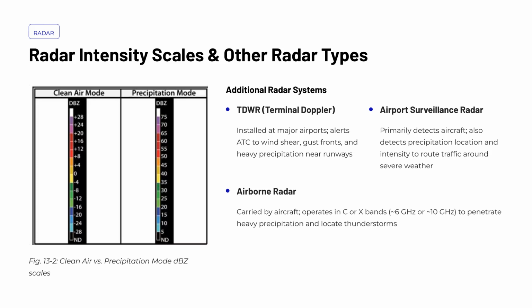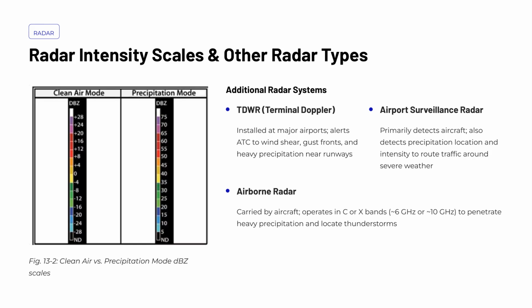Beyond the standard WSR-88D network, several specialized radar systems play critical roles in aviation safety. The Terminal Doppler Weather Radar, or TDWR, is installed at major airports specifically to detect wind shear, gust fronts, and heavy precipitation in the immediate vicinity of runways, providing real-time alerts to air traffic control. Airport surveillance radar is primarily designed to track aircraft, but it also detects precipitation location and intensity, helping controllers route traffic safely around developing weather.